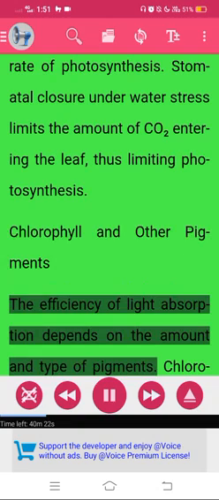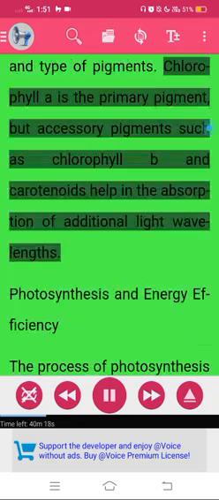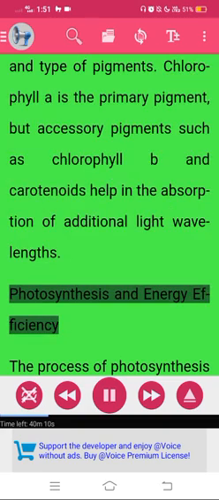Chlorophyll and other pigments. The efficiency of light absorption depends on the amount and type of pigments. Chlorophyll a is a primary pigment, but accessory pigments such as chlorophyll b and carotenoids help in the absorption of additional light wavelengths. Photosynthesis and energy efficiency.